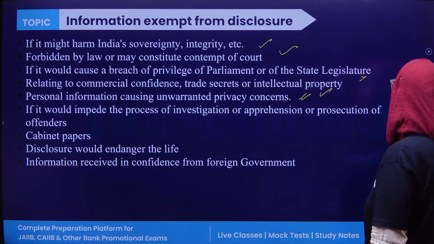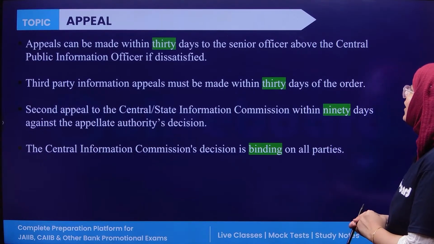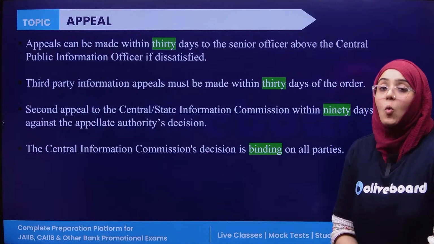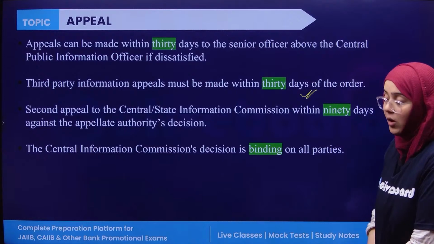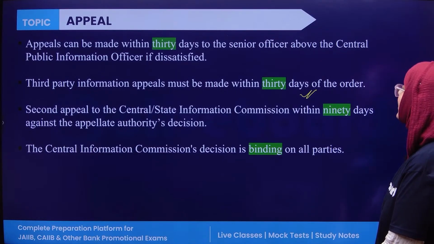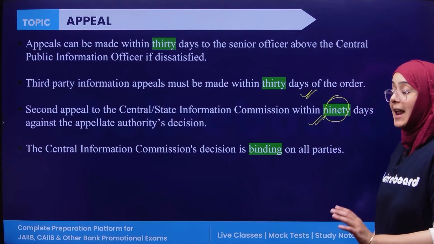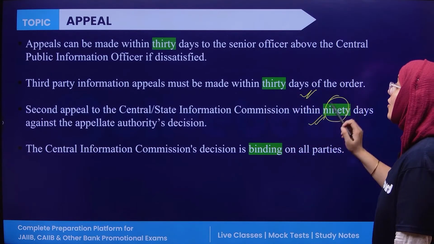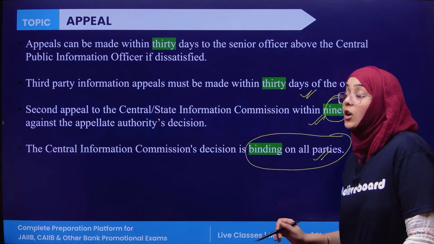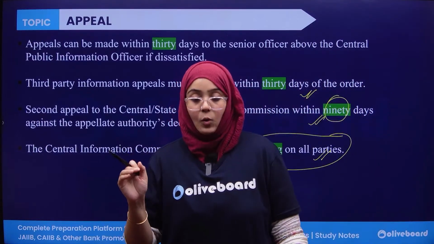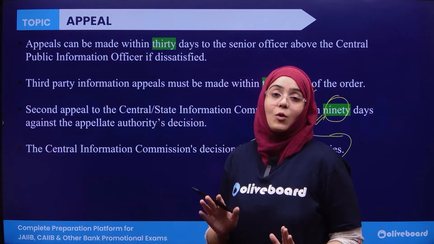Okay, lastly, you can appeal also. An appeal can be made within 30 days to a senior officer, who is above the PIO, if you are dissatisfied. A third party information appeal should be done within 30 days of receiving the order. A second appeal should be made to the central or state information commissioner within 90 days against the appellate authority. And whatever decision the central or state information commissioner takes is binding for all parties, and you cannot appeal any further. Okay, so these are the appeals that you can make. So this is the short overview of the chapter.